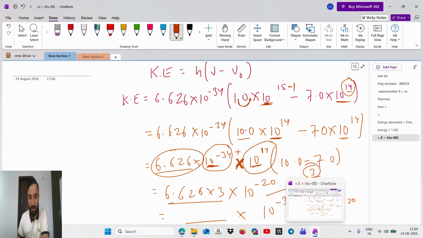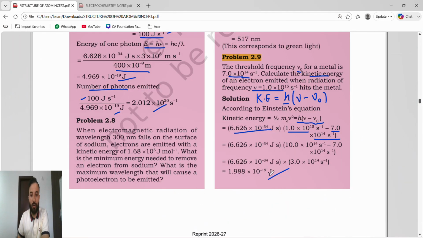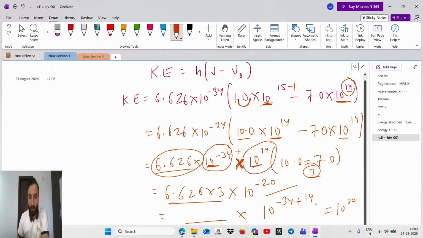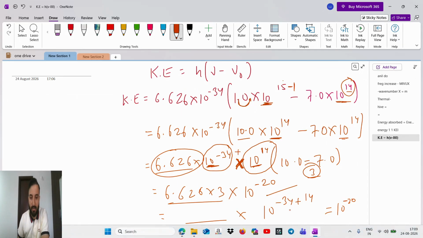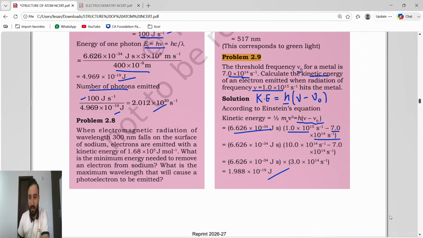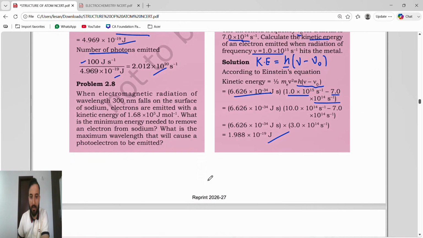I know the simple calculation you can do. They have written 10 to the power of minus 19, but no issues guys, you will get minus 20. Change it to minus 20. This is for today's class, guys.